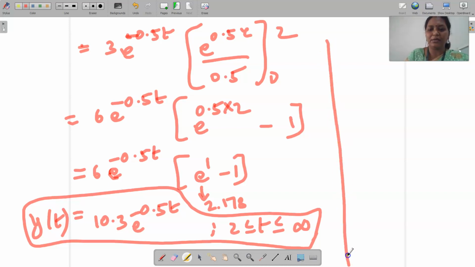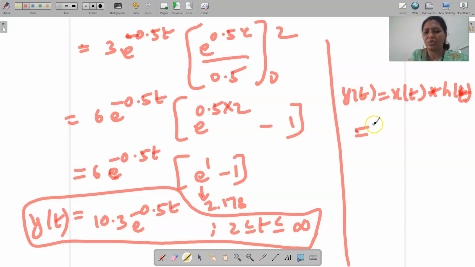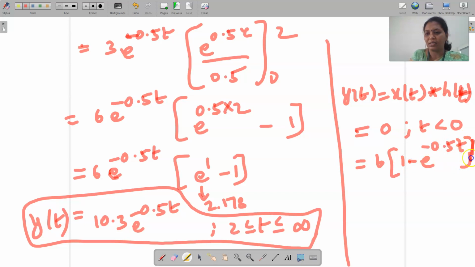And finally all three cases you have to combine and write. So your y of t, the convolution x of t star h of t, is given by: for the first case there is no overlap, so it is 0 for t less than 0, and the second case it is 6 into 1 minus e power minus 0.5 t for the case 0 to 2, and the final answer is 10.3 e power minus 0.5 t for 2 to infinity.